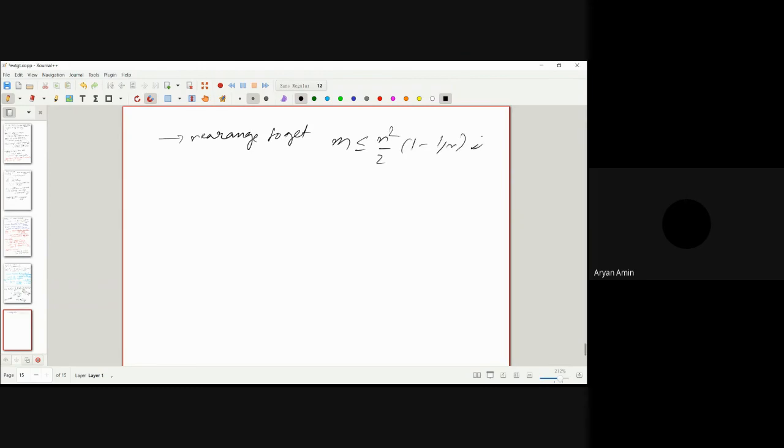Any questions regarding this proof? If not, I'll just move on. I'll probably take maybe 10 minutes more. Sorry about that, to make up for the time.